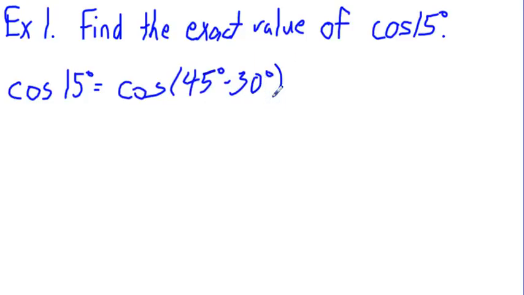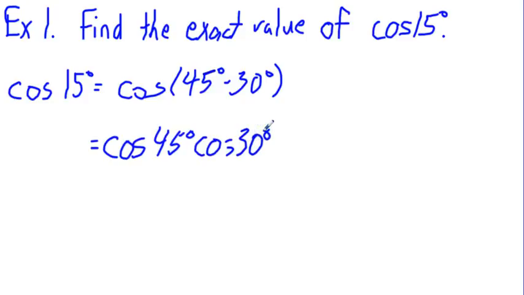So we know what the cosine of 45 is, we know what the cosine of 30 is, so we're going to use those known values and the sum or difference identity to find this exact value. So we're subtracting, so this is the difference of cosine, which means we have the cosine of 45 degrees times the cosine of 30 degrees. Since we're subtracting, it's going to be the opposite, so we have plus the sine of 45 degrees times the sine of 30 degrees.